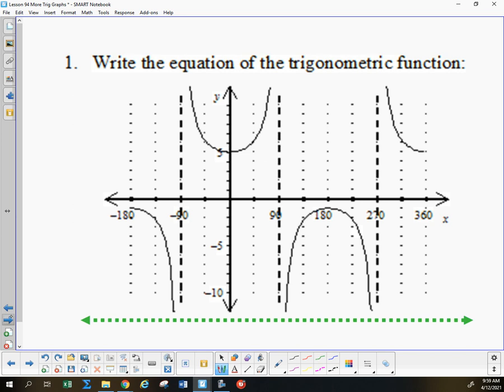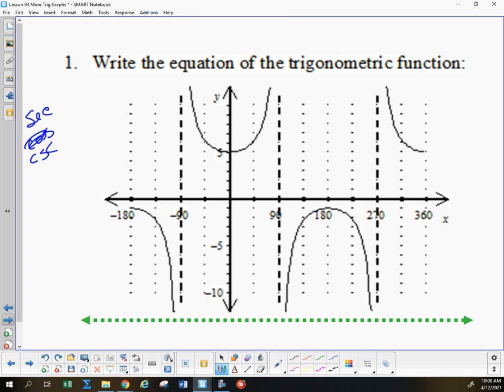Max? Is this possibly sine or cosine? Cosine does like this. Aliana? It's going to be either secant or cosecant, just because it is right side up and upside down U's. It's got to be one of those two. So then we're going to try to figure out which.